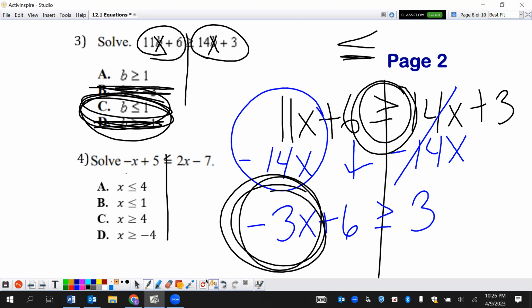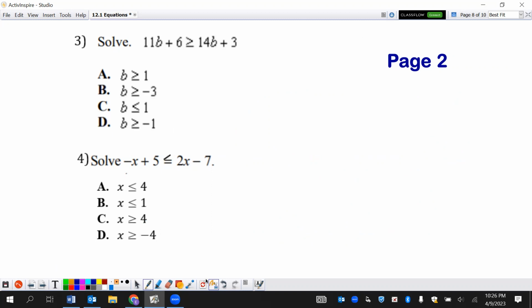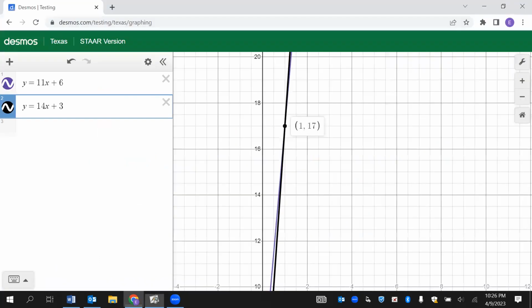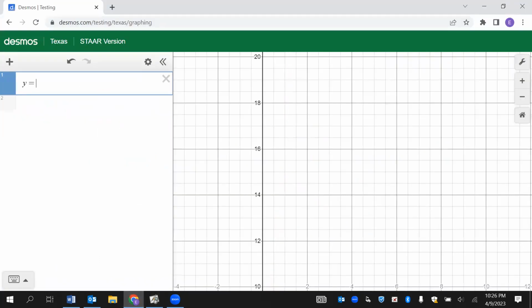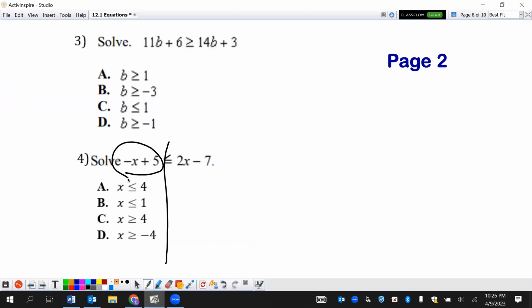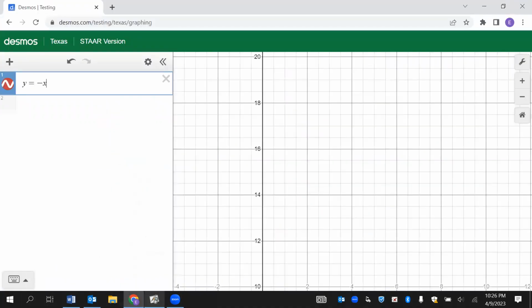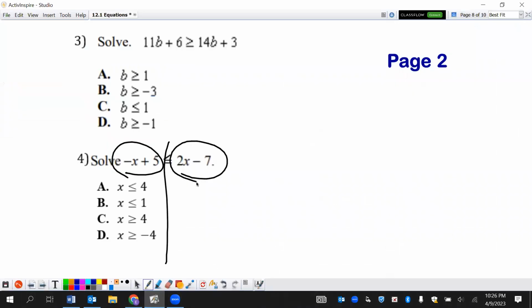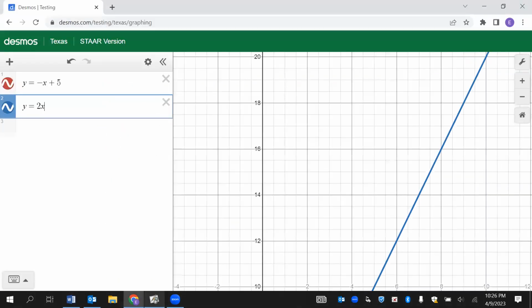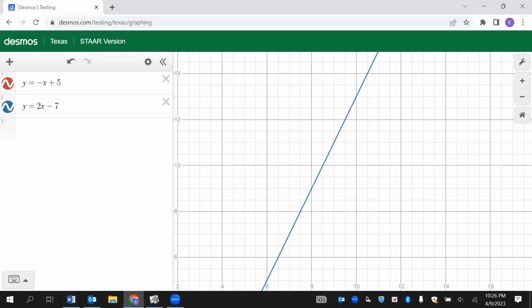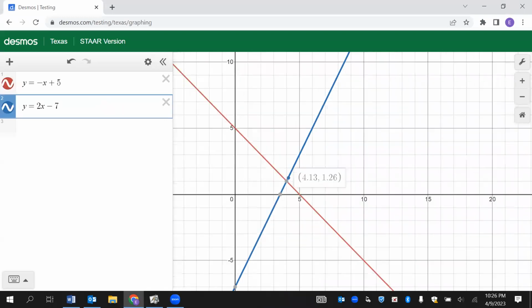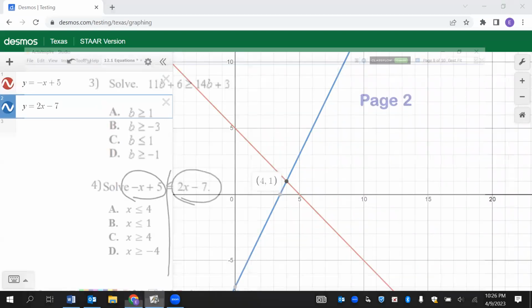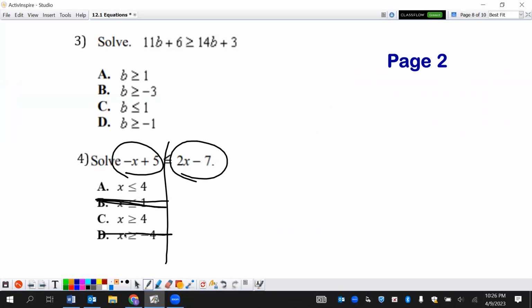We're going to do the same thing for number 4. I'm going to draw the line through the equal sign, and we're going to solve it with decimals. So line 1, y equals negative x plus 5. And then line 2, y equals 2x minus 7. So you can see where they cross. That's 4. And in this case, again, there's two answers that have a 4.